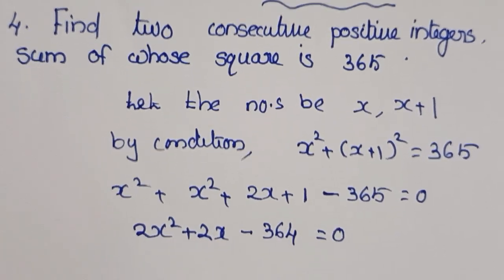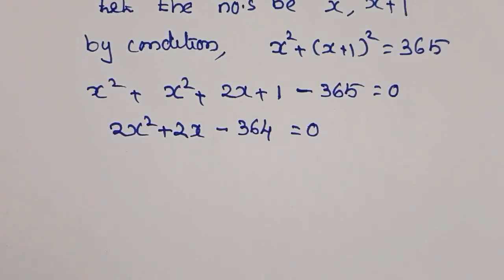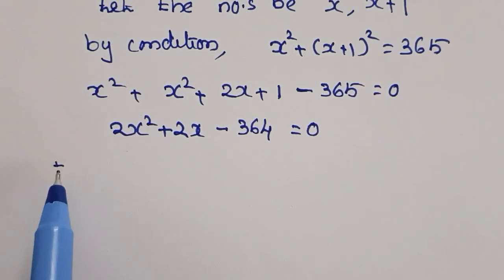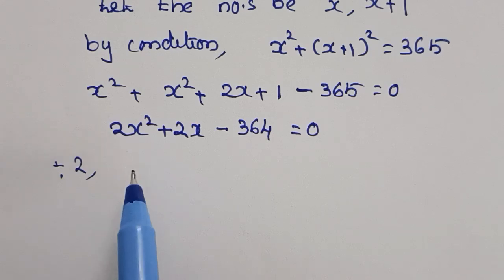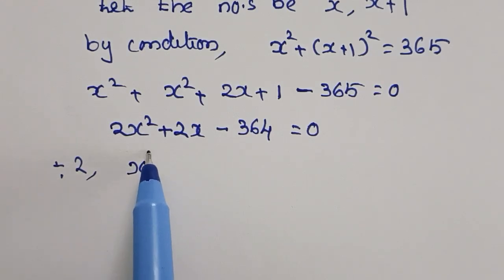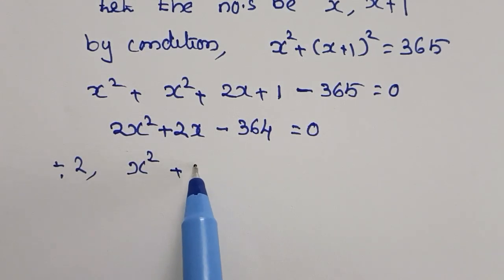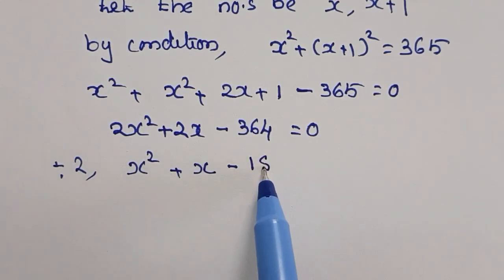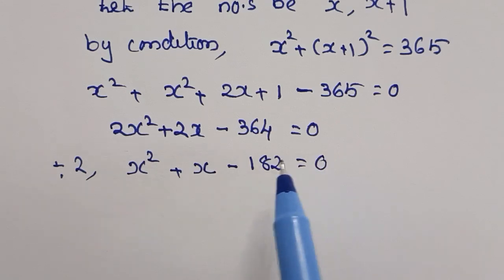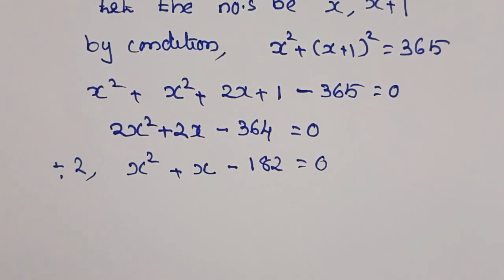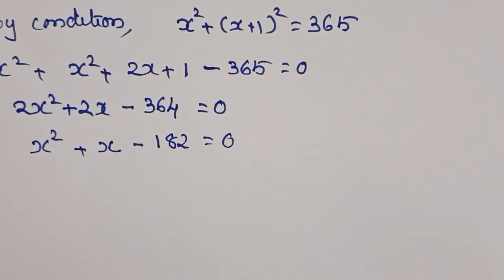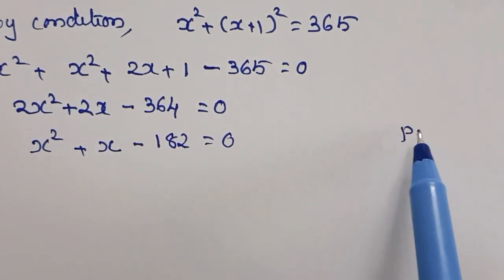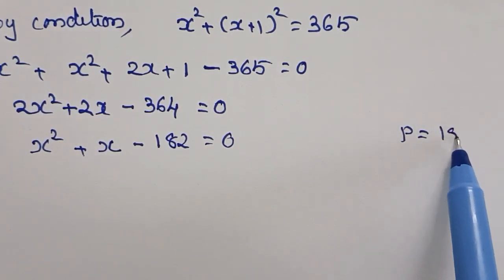Now 2 is a common factor, so we can divide throughout by 2. Dividing the equation throughout by 2, after cancellation we get x square plus x minus 182 equal to 0. Now the product of two numbers should be equal to 182.